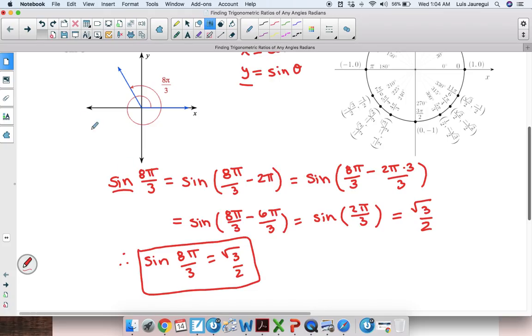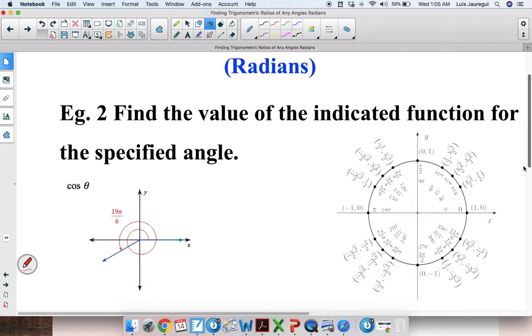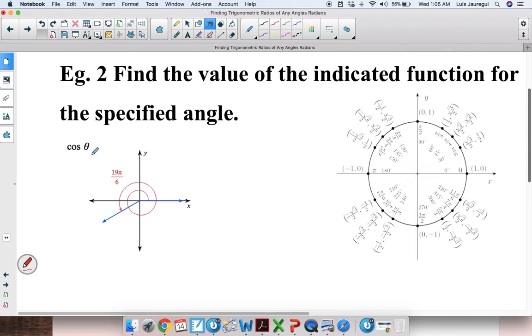Let's see a few more examples. Example 2. Find the value of the indicated function for the specified angle. In this case, we're looking for cosine of theta, where theta happens to be 19 pi over 6. So let's write down the information. So cosine of 19 pi over 6 is equal to, well, take a look at 19 pi over 6. 19 pi over 6 is not an angle in here. So we're looking for an angle that happens to be coterminal with this one.